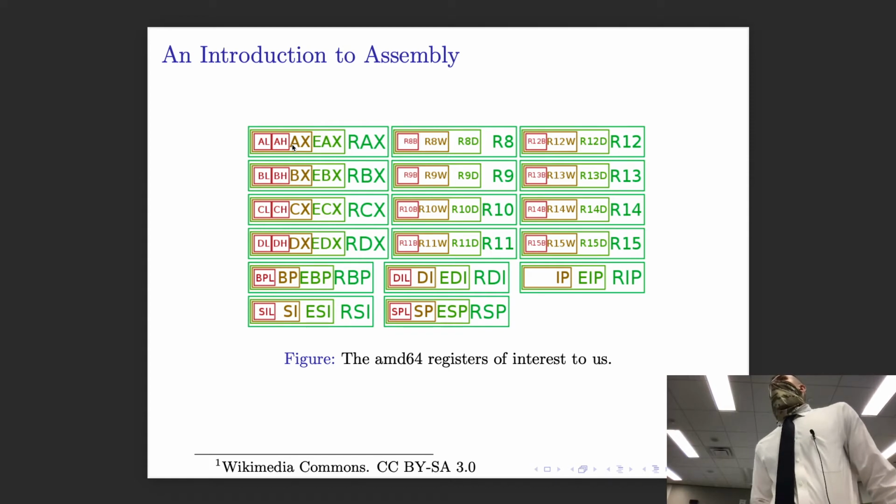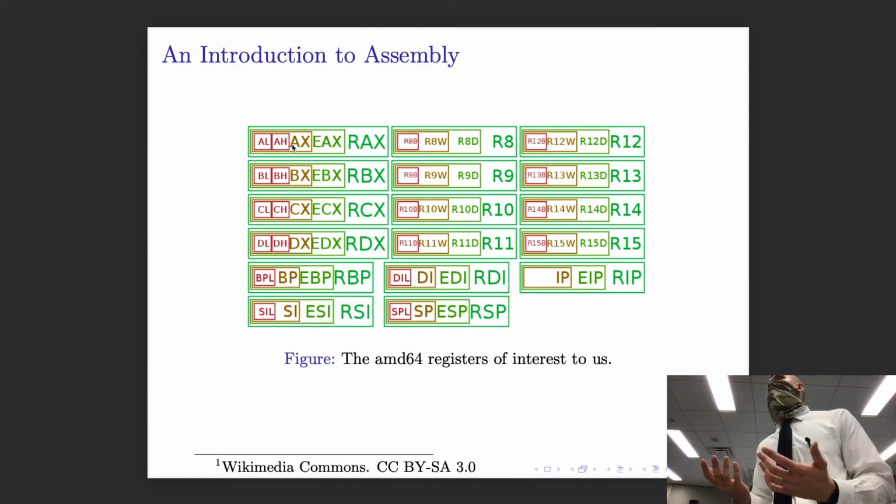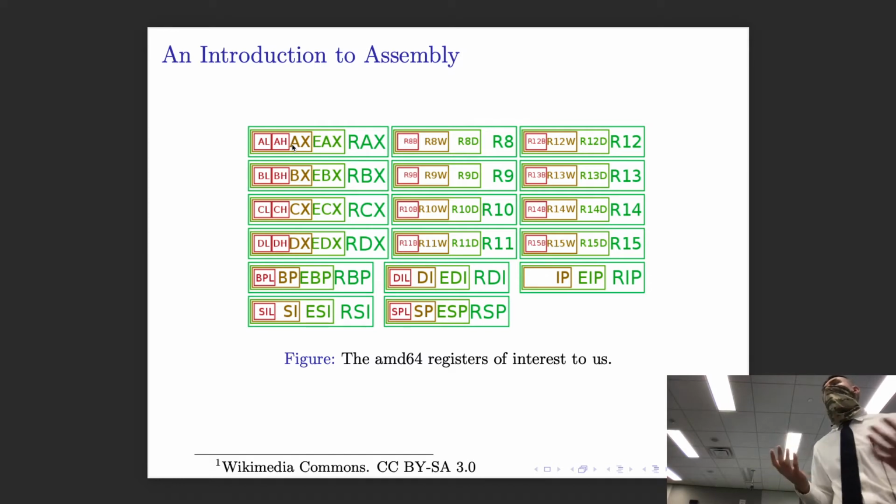There are reasons that you might want to address registers partially. Maybe you're doing math on ASCII characters, right? A char in C or Java is 1 byte. Is everyone familiar with that factoid? All right. And if you're doing math on a char, you're probably going to be doing it in AL as opposed to RAX.